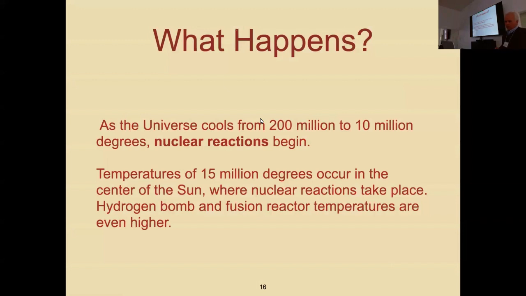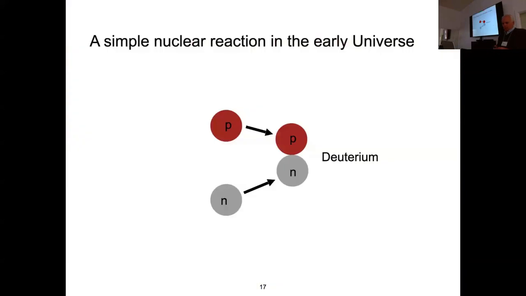Okay, so as we go down from 200 million to 10 million degrees, nuclear reactions can start happening. At 10 million degrees, the nucleus is not ripped apart, and we can get nuclear reactions. And that's actually happening in the sun, where the center of the sun is at about 15 million degrees. Nuclear reactions are happening in the sun. So here's the simple reaction.